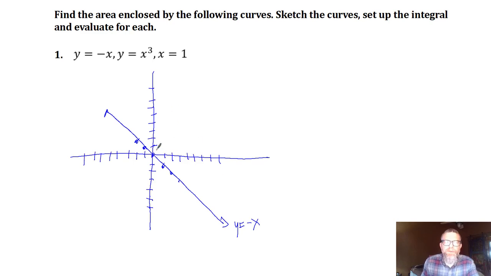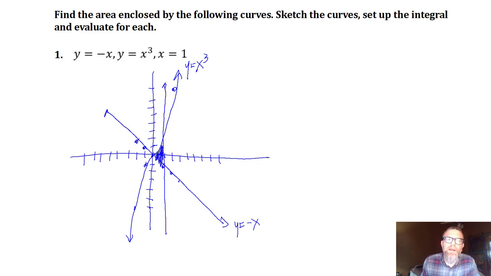Y equals x cubed is going to be the cubic parent function that goes over 1, 1, over 2, 8. So it's going to look like this, and then the same thing over here. Okay, y equals x cubed, and x equals 1. That is a vertical line at 1. So what you can see here is that we're going to find the area of this interval right here.